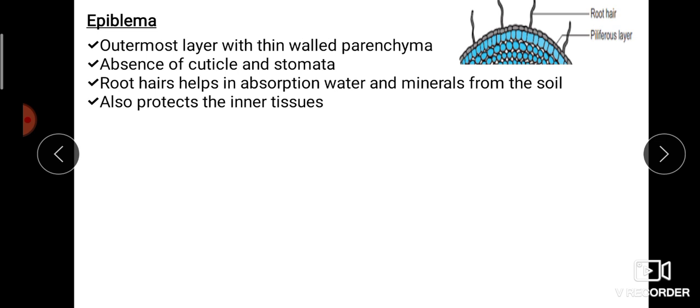Okay, both dicot root as well as monocot root have the presence of root hair, which helps in the absorption of water and minerals from the soil. And it also protects the inner tissue. Actually, what is the function of epidermis? Epidermis mainly has the protection function. It will protect the inner tissues from any damages.